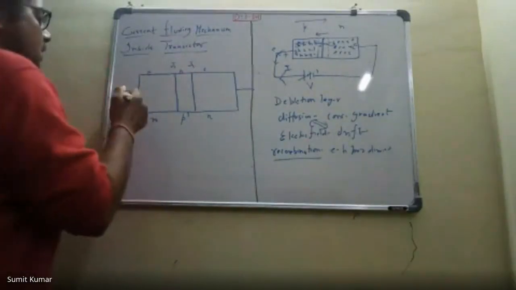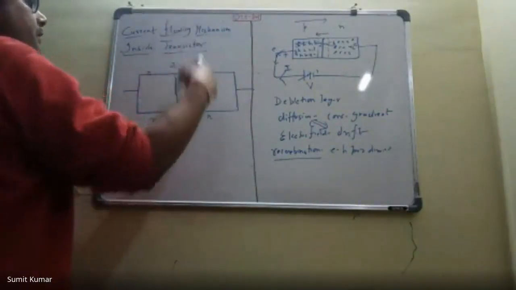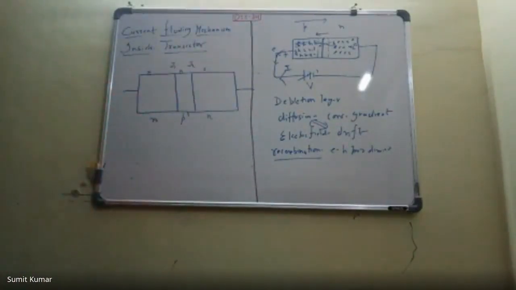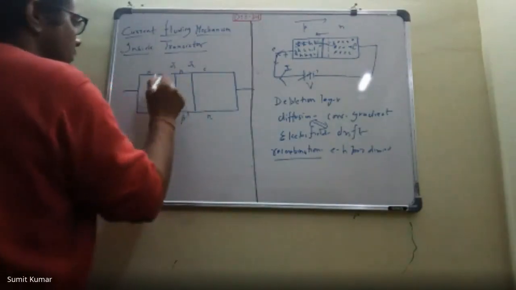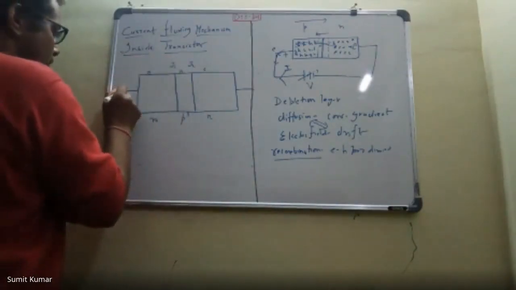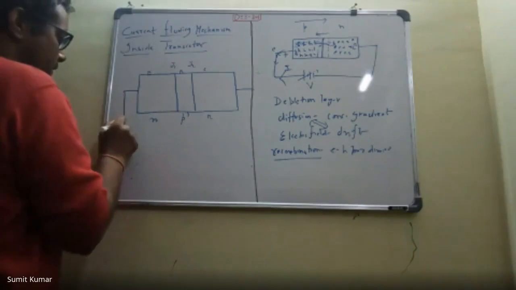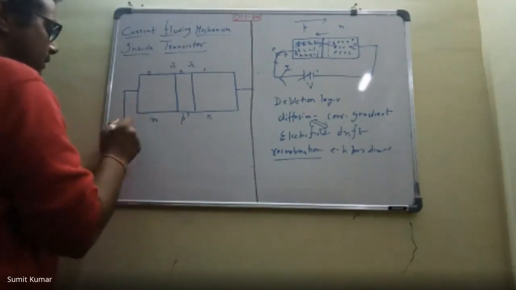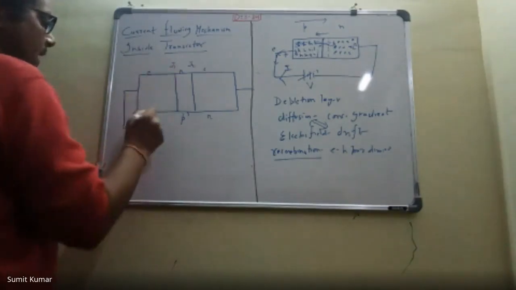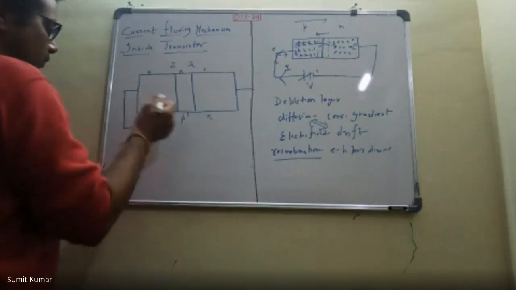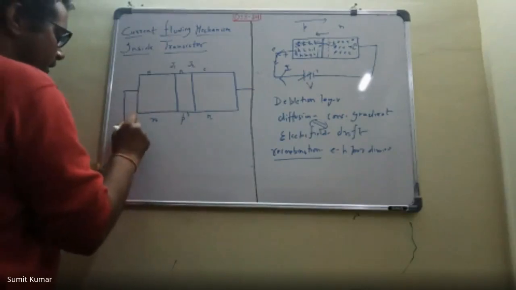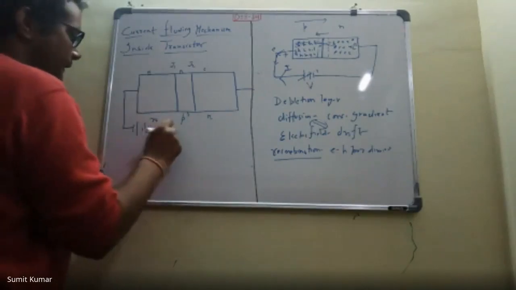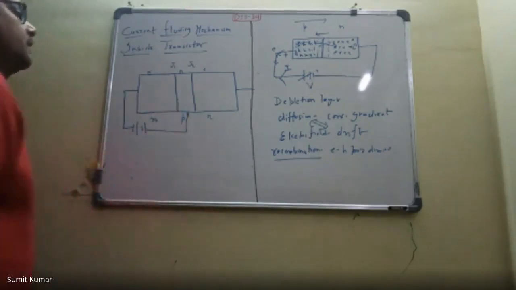Welcome again. And now we will apply the forward biasing to this junction J1. So in order to apply the forward biasing, what is required? We will apply some... This is the N type. This is P type. So to make it forward bias, we will apply this kind of polarity. So now this is forward bias.